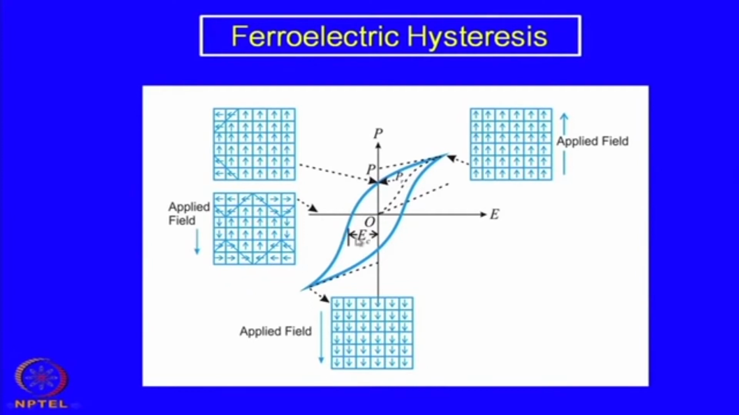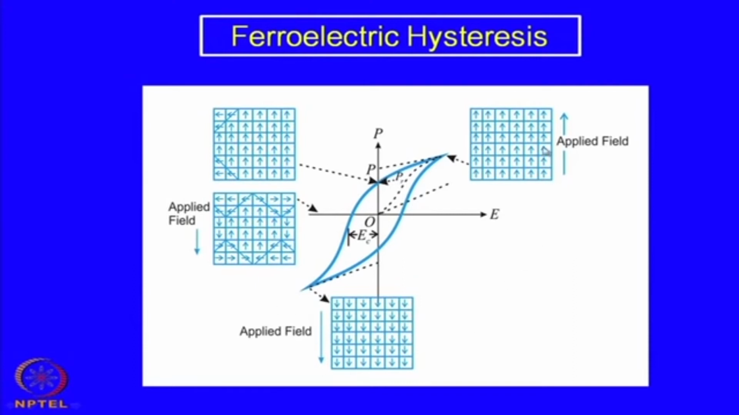So, that negative field E c is called the coercive field. The negative bias, or the negative field needed to bring the polarization back to 0, is called the coercive field. And then of course, if you go further in the negative direction, it will saturate once again in the negative direction.